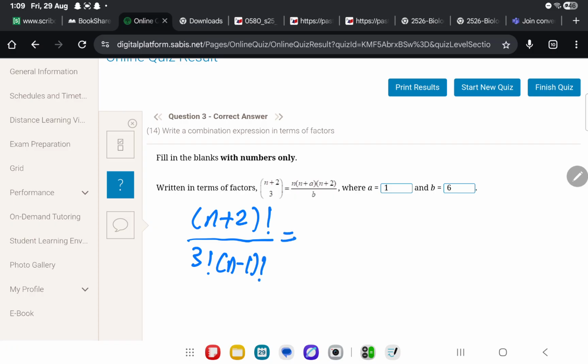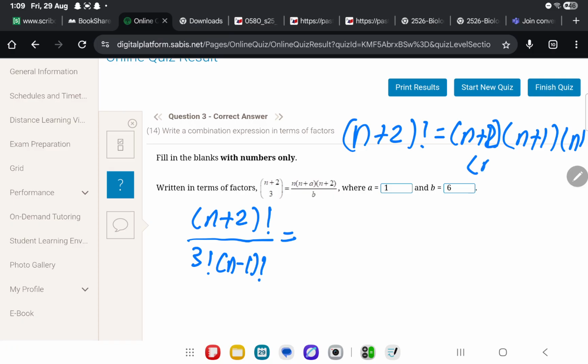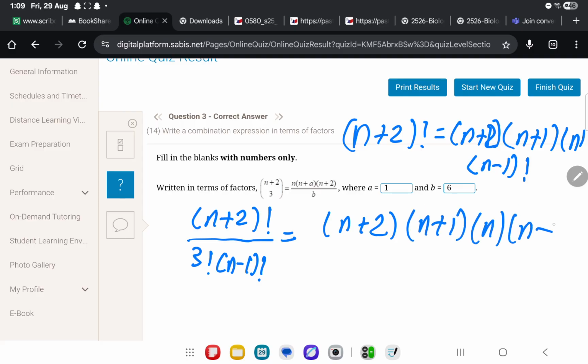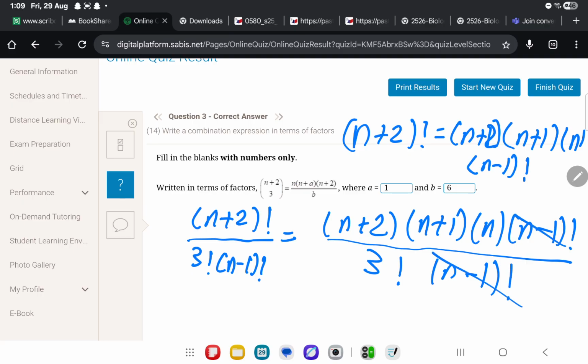Now, n plus 2 factorial is equal to n plus 2. Then we're just going to keep subtracting 1. Sorry, n plus 2, n plus 1, n, and then n minus 1. And since we reached n minus 1, we have n minus 1 at the top and bottom, so I'm going to add the factorial symbol here. So, I'm going to write this down now. n plus 2, n plus 1, n, n minus 1 factorial over 3 factorial, n minus 1 factorial. I'm going to cancel my n minus 1 factorial out.